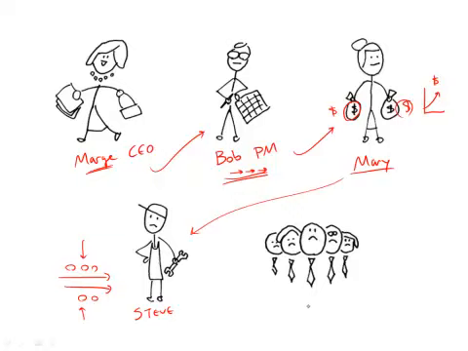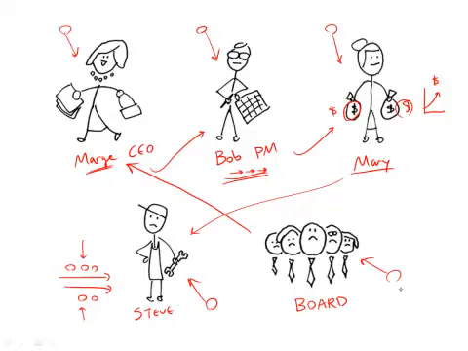And then we have another audience. Who do we have over here? Well, we have the board. These are the people that are helping Marge make good decisions about the success of the company. Every one of these people is going to have to be approached and convinced if we want our idea to move forward. So let's get more specific.